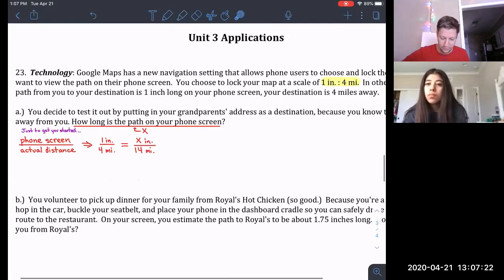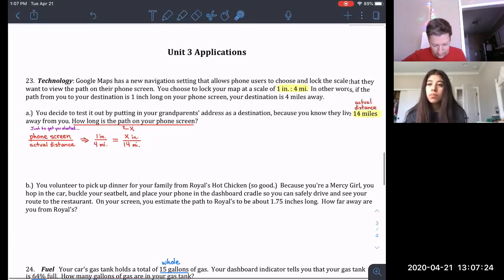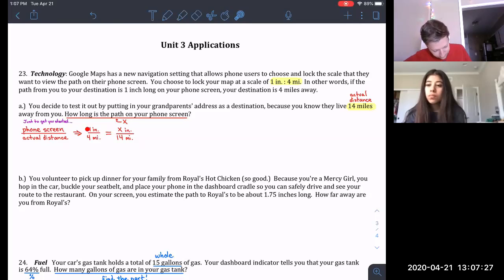So once we have that determined, we're going to use the ratio that they gave us in the problem. You choose to lock your map at a scale of 1 inch to 4 miles, and that means if a path is 1 inch on your phone screen, then it's actually 4 miles away from you in real life. Got that? Yeah. So we put the ratio that they give us here. We know that 1 inch on our phone screen means 4 miles. That fraction has to be equal to the information that we have in the problem.